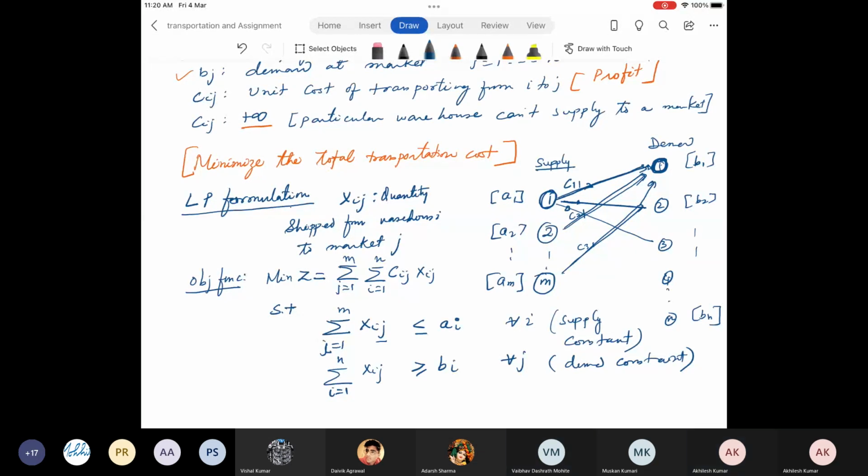Is that correct? Yes, sir. And this should be J, J equals to 1 to N. Okay. That should be J equals to 1 to N, sir.